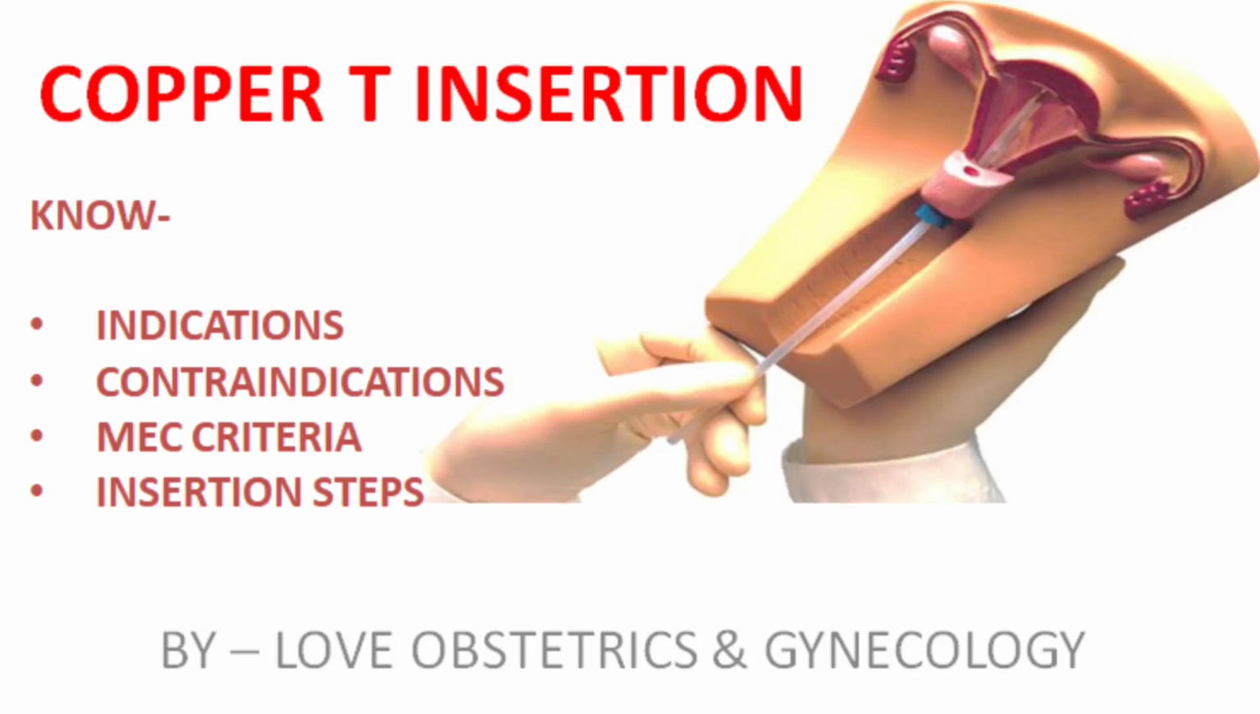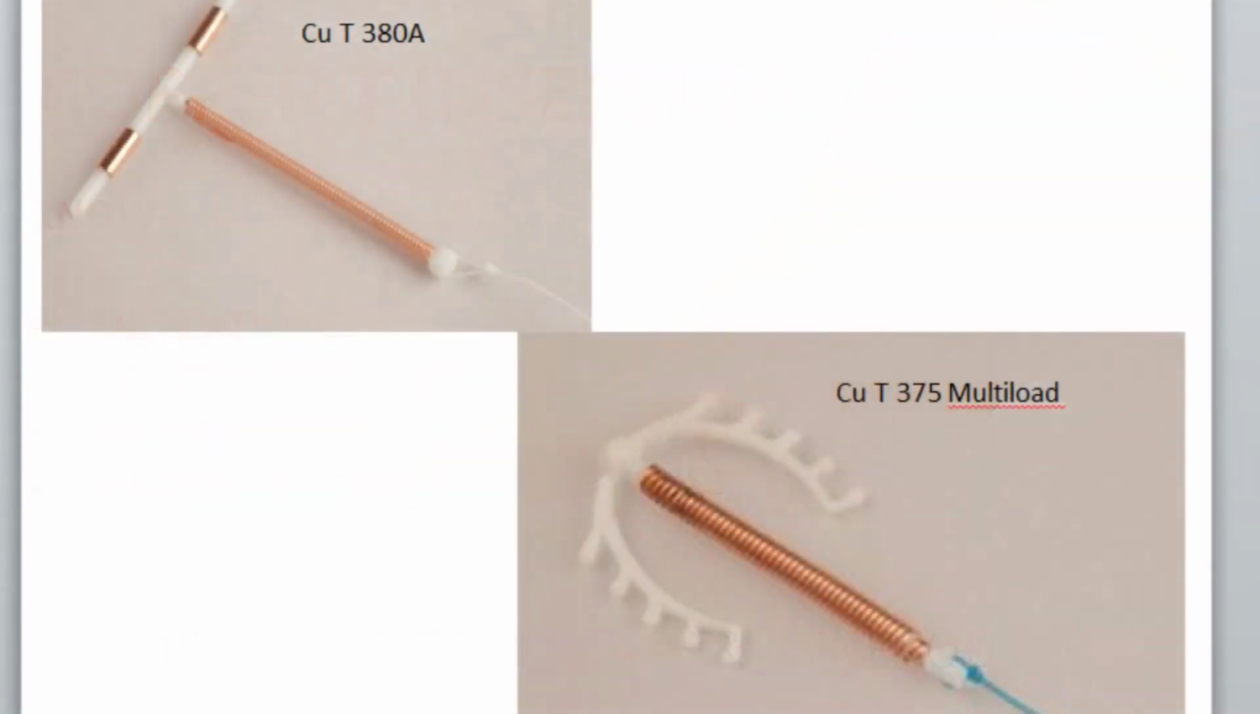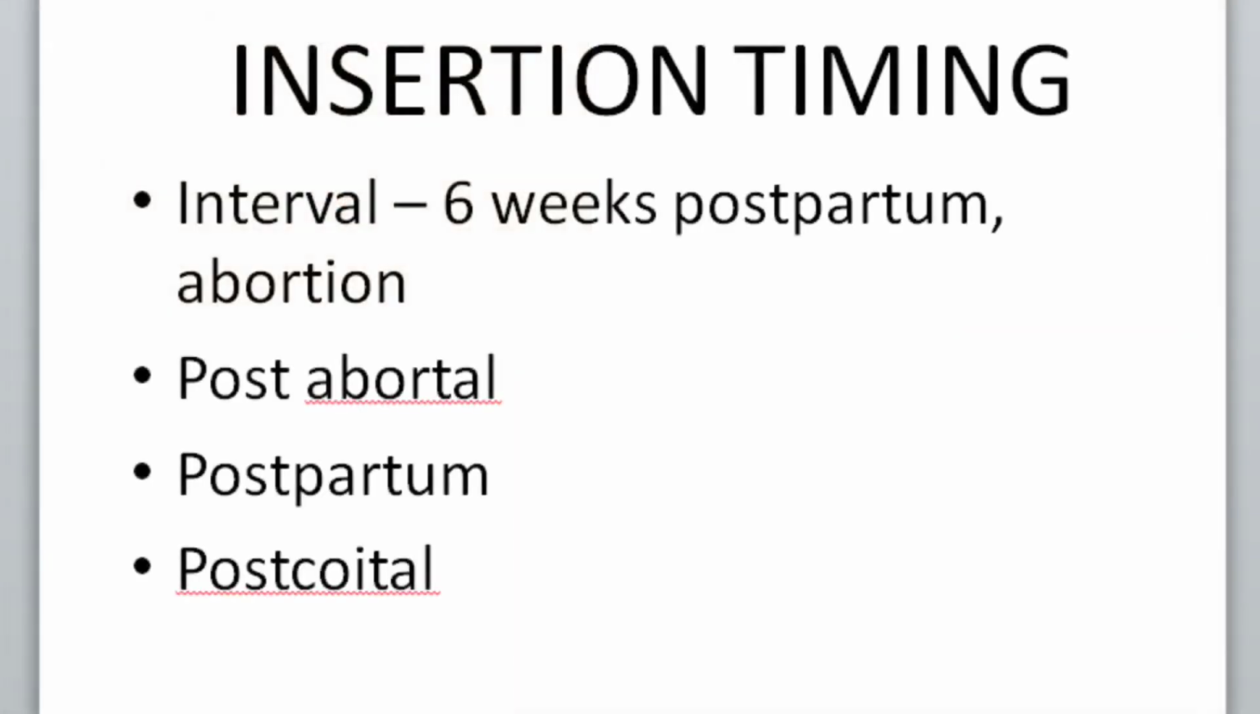In this video, I'll talk about the IUCD, its indications, contraindications, the MEC criteria, and finally the insertion steps. We have two types of IUCD, the Copper T 380A and the 375 Multiload. These are the two most commonly used IUCDs. The insertion timing of these IUCDs is in the following manner.